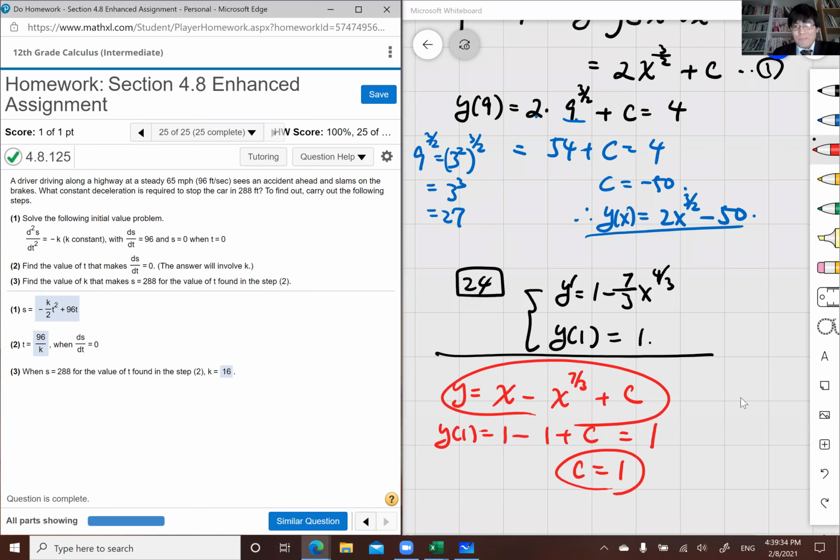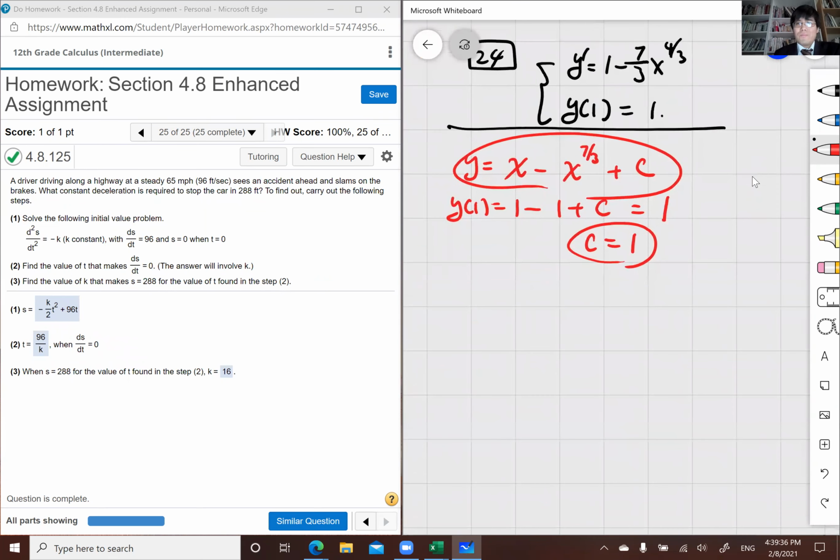Okay, final question. Number 25. A driver driving along a highway at a steady 65 miles per hour sees an accident ahead and slams on the brakes. What constant deceleration is required to stop the car in 288 feet?